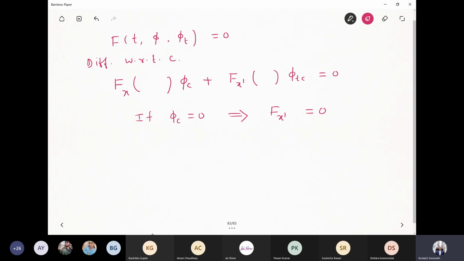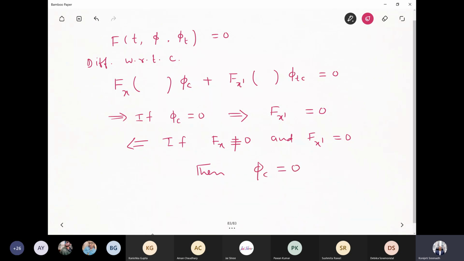On the other hand, we also have that if fx is not identically 0 and fx prime is 0, then phi c has to be 0.